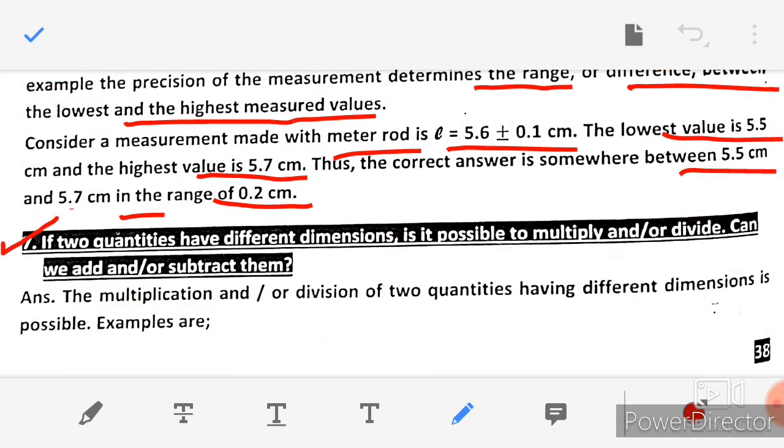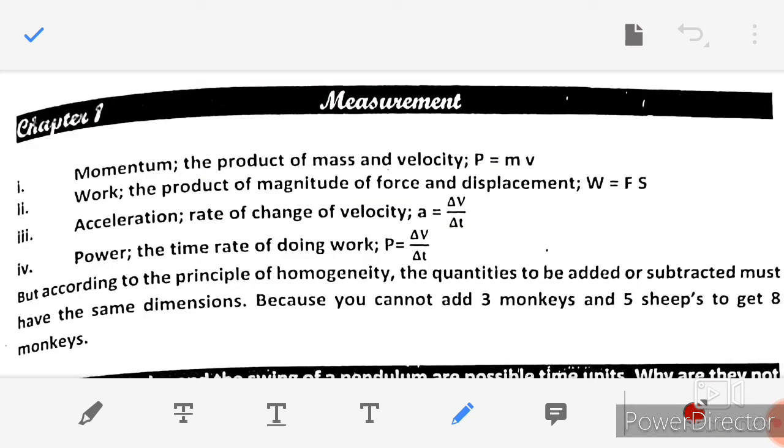Question number 7 is also included in the reduced syllabus. If two quantities have different dimensions, is it possible to multiply or divide? Can we add or subtract them? The multiplication or division of two quantities having different dimensions is possible. Examples are: the first example is momentum, the product of mass and velocity. The second example is work, the product of the magnitude of force and displacement, W = F·d.